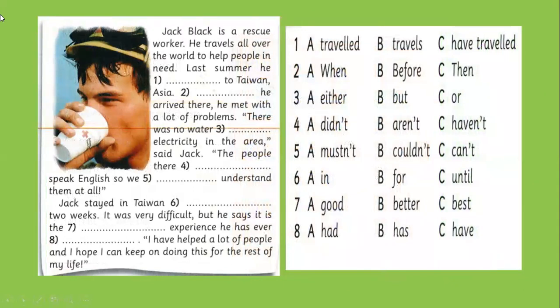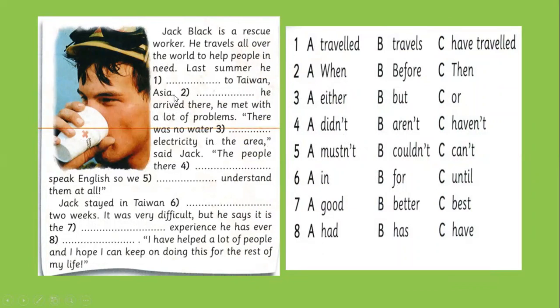So here we have a passage and we have to choose the correct answer. Jack Black is a rescue worker. It means he works rescuing people in disasters. He travels all over the world to help people in need. Last summer, he went to Taiwan. When I have last summer, this refers to the past, so I will choose travel. Why? Because last summer he traveled to Taiwan. So if you have the time, you must use the past simple. He traveled. So the answer of number 1 is A.